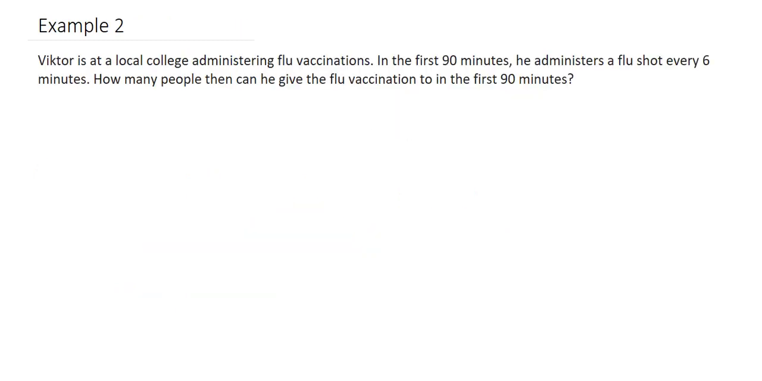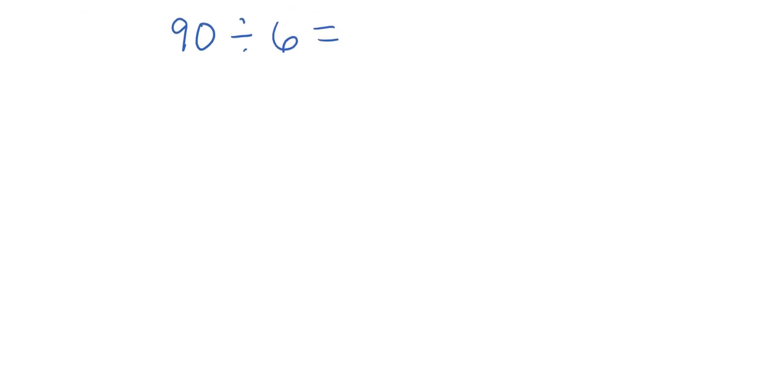So Victor is at a local college administering flu vaccinations. In the first 90 minutes, he administers a flu shot every 6 minutes. How many people can he give the flu vaccination to in the first 90 minutes? So what we're looking at is 90 divided by 6. That's our problem, and we're going to set it up like this. So 6 can go into 90 how many times?